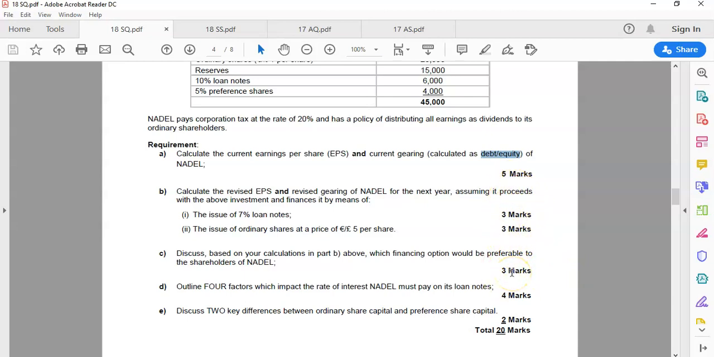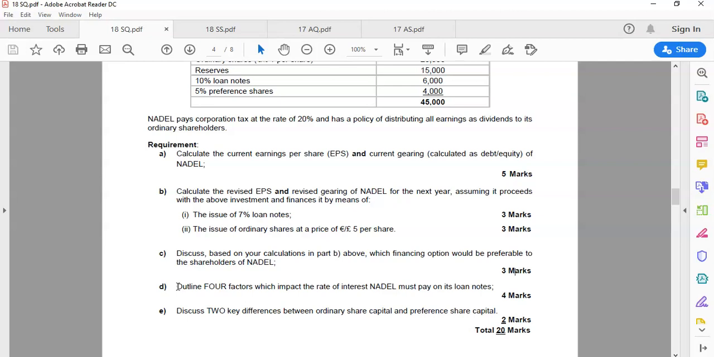But what I want you to start looking at is the last 6 marks. Outline 4 factors that would impact the rate of interest Nadell would pay on its loans, and discuss 2 key differences between ordinary share capital and preference share capital. Now, if you were a savvy student, you could answer parts D and E first, get marks on the board, and then go on to parts A, B, and C. Now, A, B, and C are linked together. You have to do them together, but you could easily get some low-hanging fruit by getting those parts D and E done because they don't link to other parts of the question.